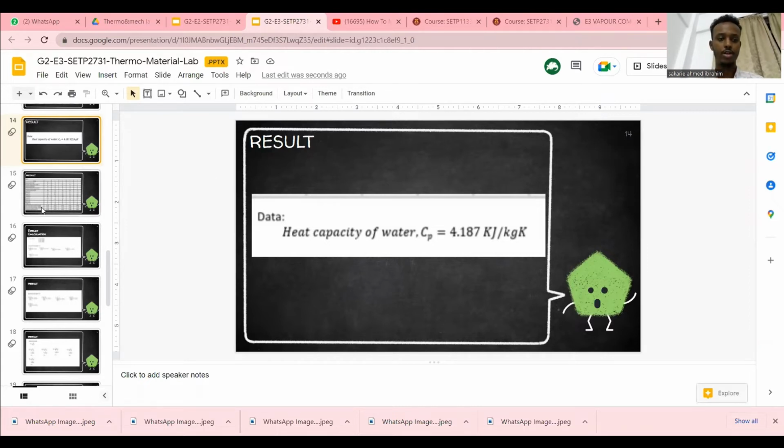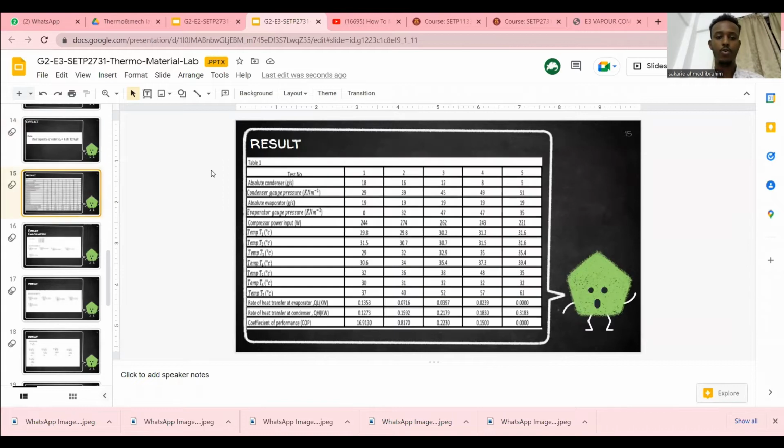Today we present the results. As we have seen on the slide, we have the data here: the heat capacity of water and the tables. We got the rate of heat transfer at the evaporator, the rate of heat transfer at the condenser, and the coefficient of performance. We also have all 7 temperatures in the table, and table 1 here.